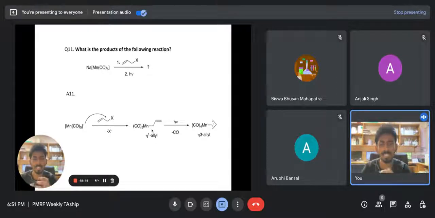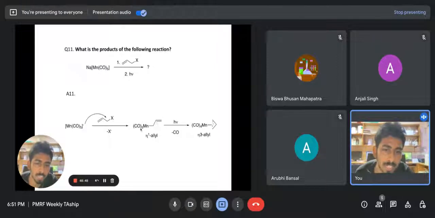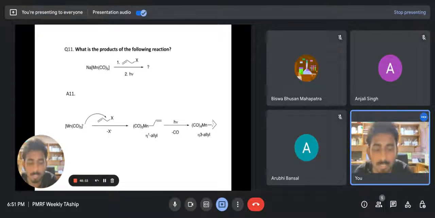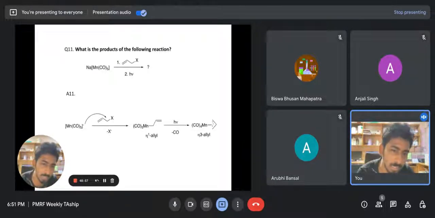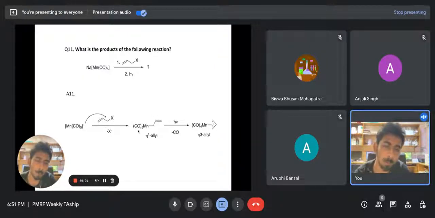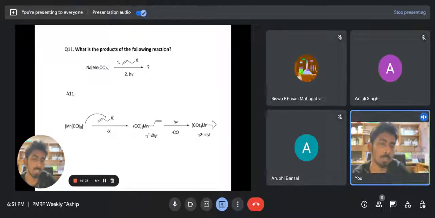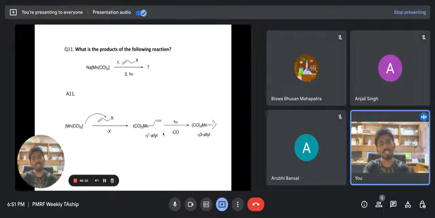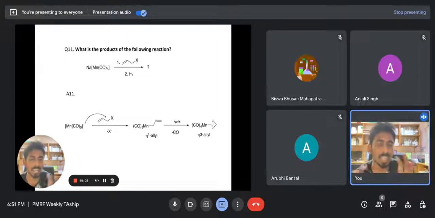Now the eta 1 allyl complex: we can count the electrons. It is a 2 electron donor, and this Mn(CO)5 has 5 CO ligands, which are 10 electron donors. So 10 plus 2 is 12, and manganese(I) is a d6 system, so it is actually 18 electrons. So we are obtaining an 18 electron eta 1 allyl complex. Now this eta 1 allyl complex, we are putting h nu, that's light energy.